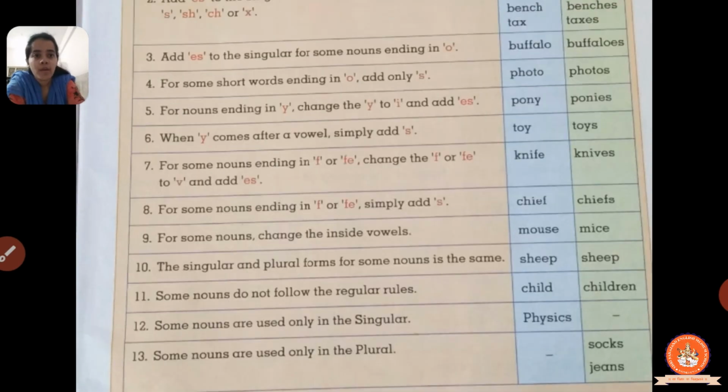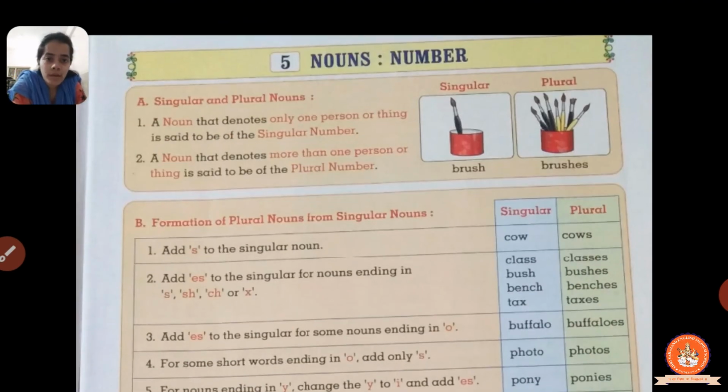So this is about the formation of the plural from the singular. How are we converting singular into plural? What are the rules we are applying to it? For any singular noun, for converting into plural, we are adding s. For some nouns we are adding es. For some nouns ending with f, we are adding ves, right? So this you have to remember about the formation of the noun's number, how we have to convert the singular noun into the plural noun.